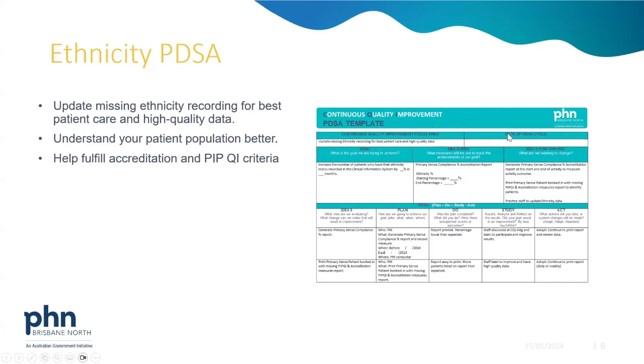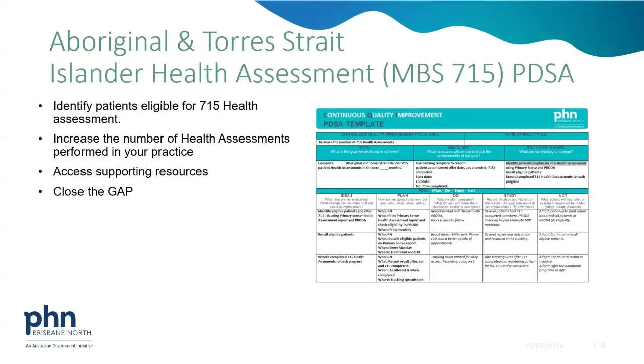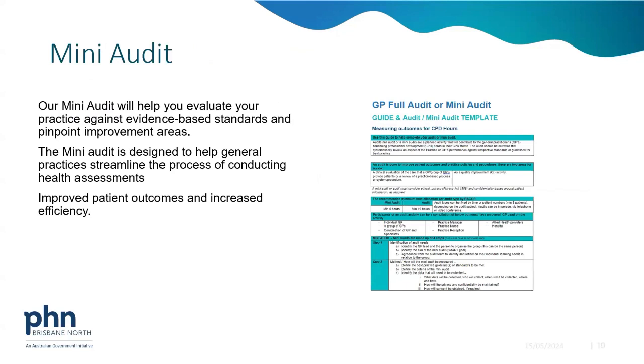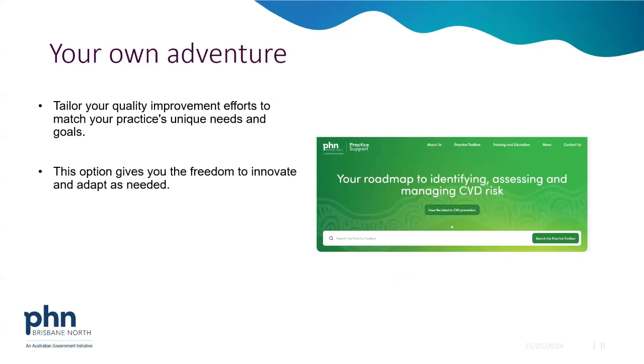It's a pre-filled template. It's an example. You can take this and tropicalize it to your own practice. This would be the Aboriginal and Torres Strait Islander health assessment, where you have a set of steps, a set of examples that you can follow to increase the number of health assessments performed in our region. This is what the mini audit looks like. And if none of this convinces you, then you can also come to our practice support website, or you can engage with your engagement officers, and you can come up with an activity that is tailored towards your clinic.